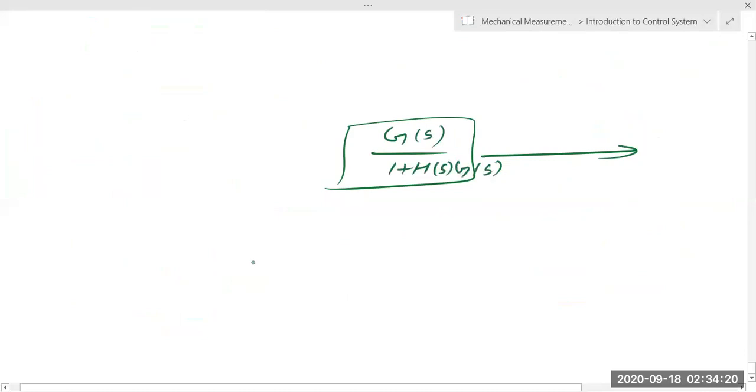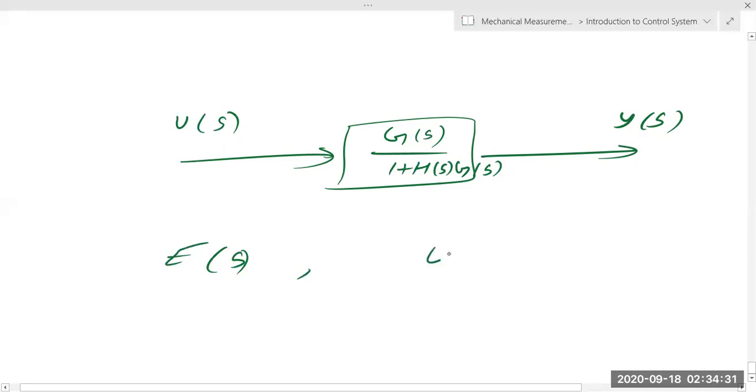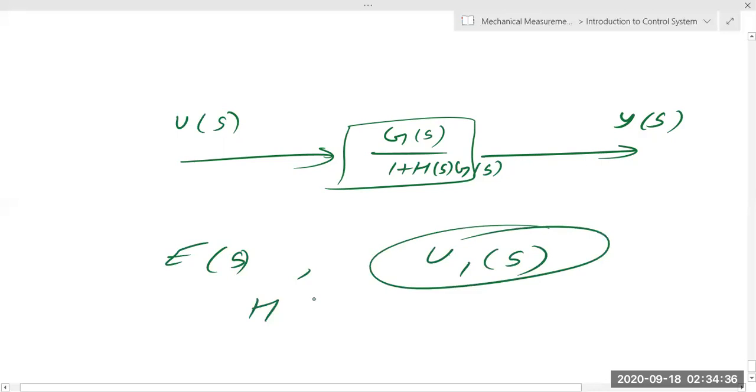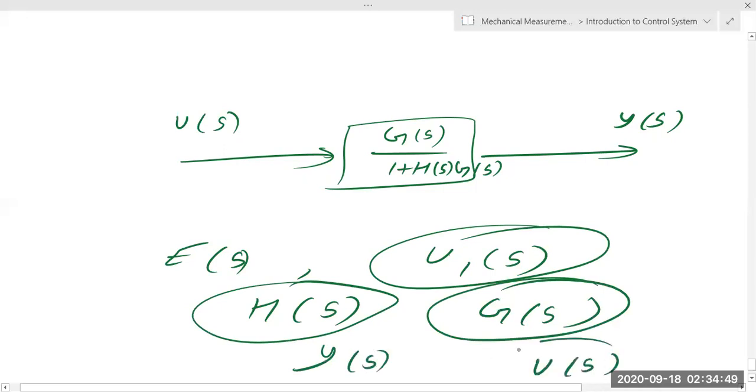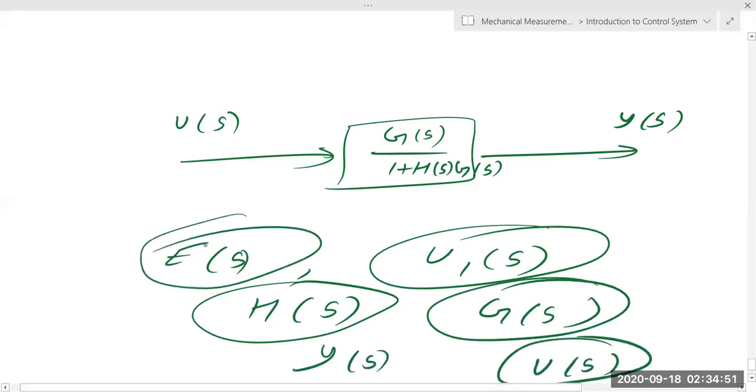Please always remember what the components are in the transfer function of a feedback loop. Remember what we studied: E of s, u1 of s, which was the feedback signal, the output of the feedback. h of s is the transfer function of the feedback loop. g of s is the transfer function of the main block. y of s is the output. u of s is the main input. e of s is the error signal.